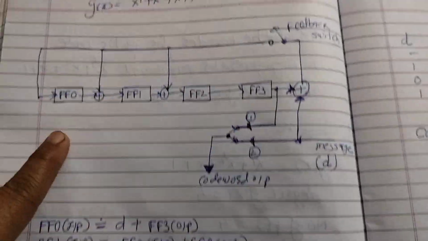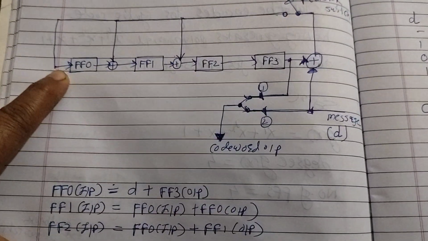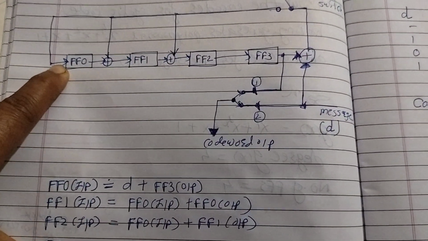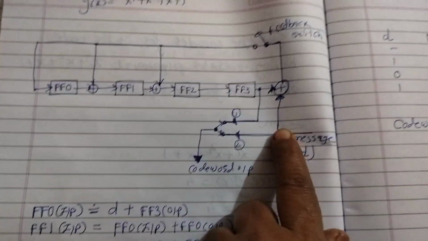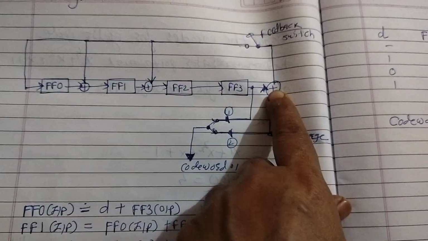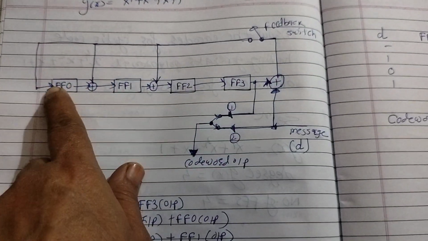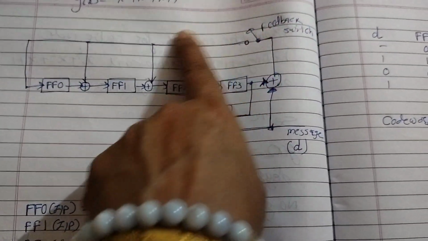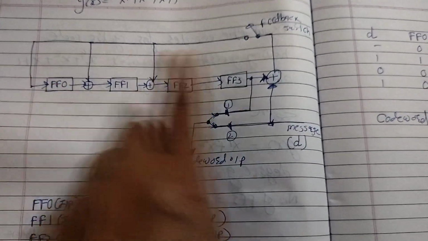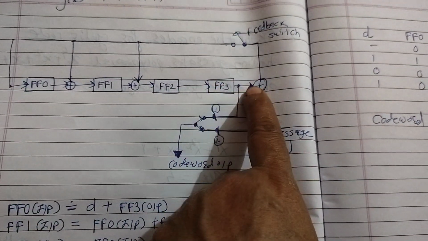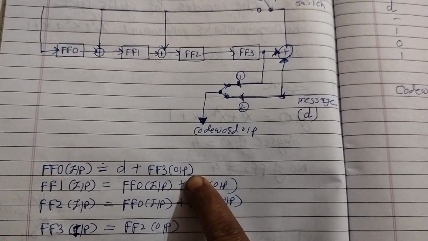So you can observe here that flip-flop 0 input is this one. This is coming to flip-flop 0 input. So what is that? That is D, that is message, plus flip-flop 3 output. So same is written here.